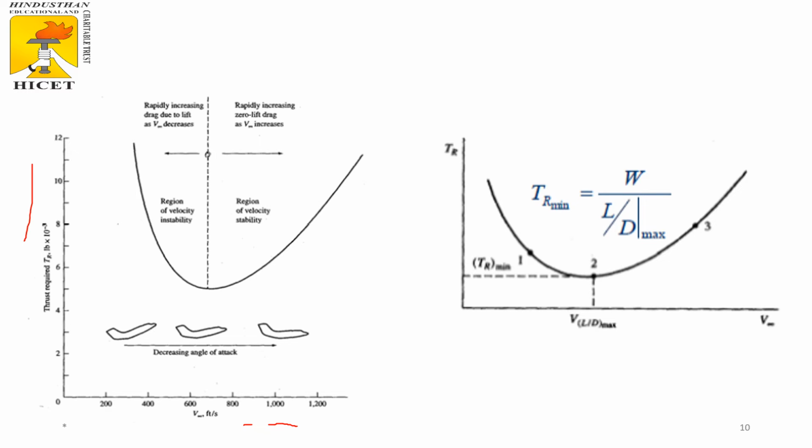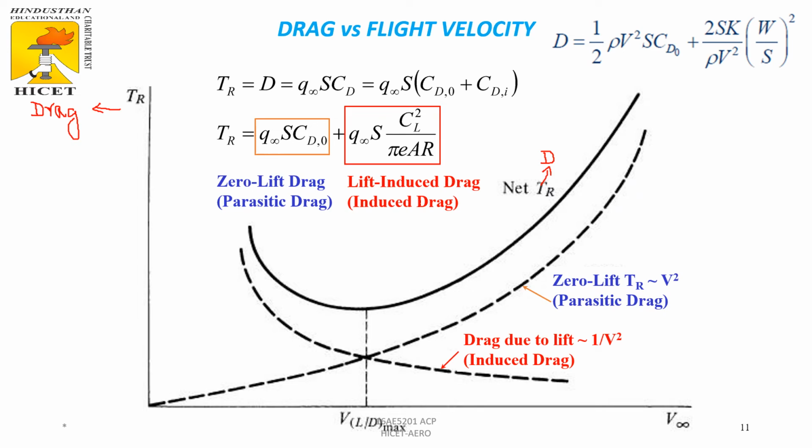Once your velocity increases, the velocity becomes unstable. It will reach the point where L by D is maximum, and that point corresponds to the thrust required minimum. So this is the L by D max point and thrust required minimum point. After that, your zero lift drag increases as velocity increases, so the graph rises steeply. This is drag versus flight velocity.